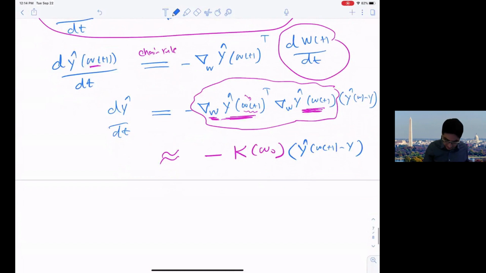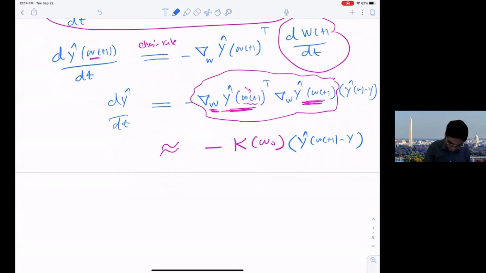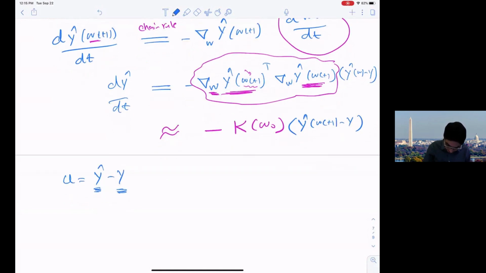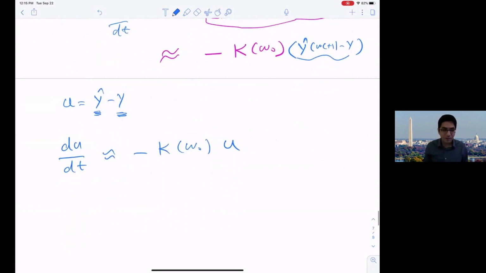So let's further simplify notation just to be really clear about what we have here. I'm going to define u as y hat minus y. This y is fixed, so this is my input data. My y hat is something that changes along time, so I'm going to define u based on that. The derivative of y hat with respect to t is equal to the derivative of u with respect to t, because y is fixed. So this is approximately equal to my NTK times y hat minus y, which is again u. That's basically the dynamics of my output.